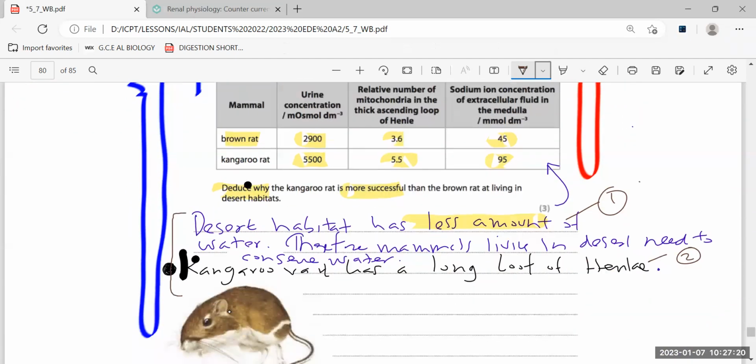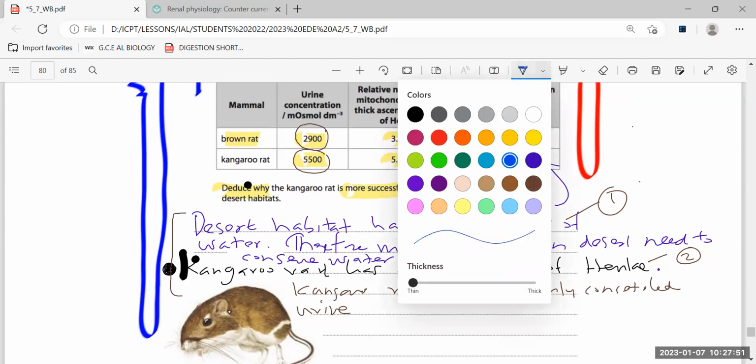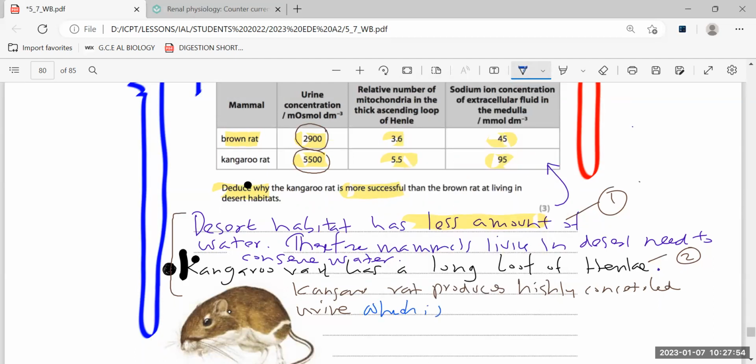Then we can write: kangaroo rat produces highly concentrated urine, because urine concentration is 5,500 and this one is 2,900. If you want, you can make it perfect by writing 5,500 milliosmol per decimetre cubed.